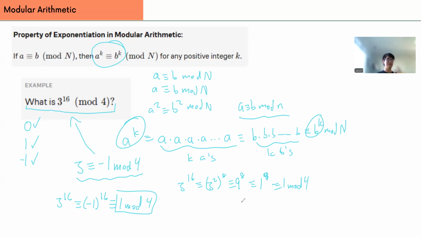The key point here is you want to get zeros, ones, and negative ones when you're doing questions like this, because they're the easiest to manipulate.